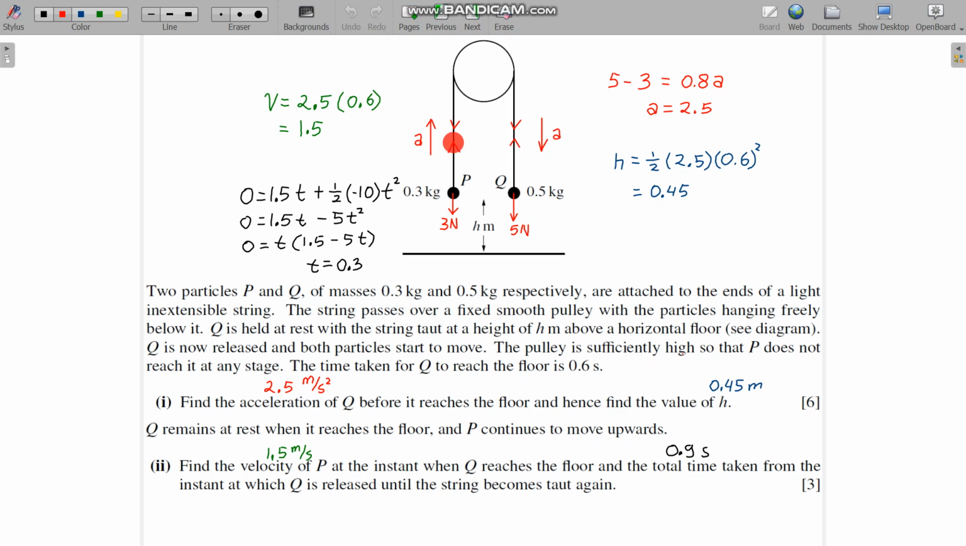So it will still go up to maximum height, and then it will go down again. When it goes down again, from this height go up and back to this height again. So when it's back at this height again, the string is taut. So the displacement from the moment Q touches the floor is, you go up, you go back down to the same height, so the displacement is 0. Initial velocity, let's say positive upwards, so the 10 is minus. We can find the time, 0.3. So the total time would be 0.6 plus 0.3, 0.9.